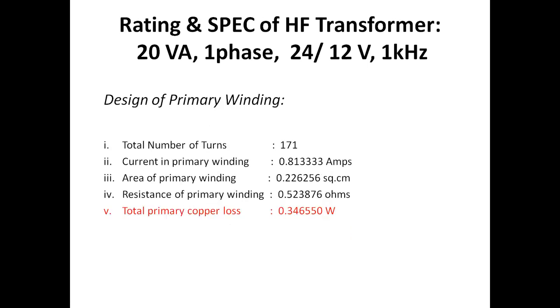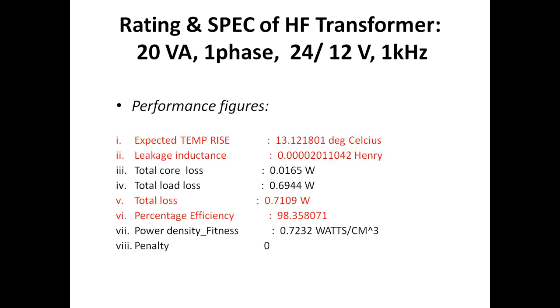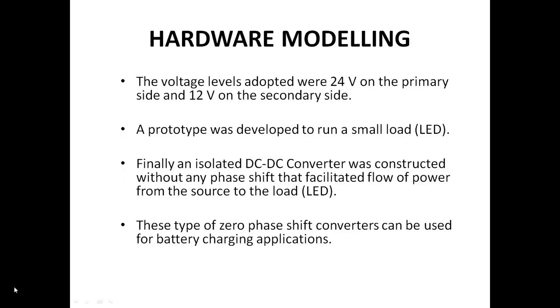The design of primary winding and secondary windings are also optimized because the number of turns and subsequent primary copper loss and the secondary copper loss and the area of the primary winding and secondary winding are all optimized. Finally, the performance figures expected by the customer are found to be within the limits given by the customer. The expected temperature rise was to be lesser than 50 degrees, but the optimized design gave only 13 degrees. The total loss was also quite less, and subsequently the percentage efficiency was also quite high, satisfying all the constraints given by the customer.